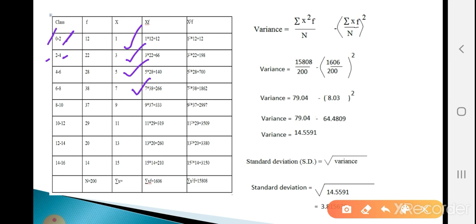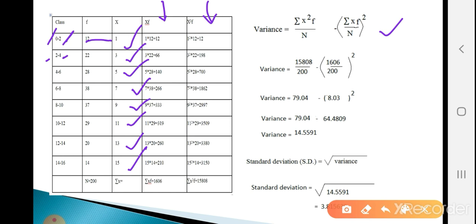Then 10 plus 8 divided by 2 is 9. 12 plus 10 divided by 2 is 11. 14 plus 12 divided by 2 is 13. Then 16 plus 14 divided by 2 is 15. So these are the mid values of the classes. Now make the columns x into f and x square into f, because we need these values for calculating the variance. What is meant by x into f? Just multiply the x values by the corresponding values of f.